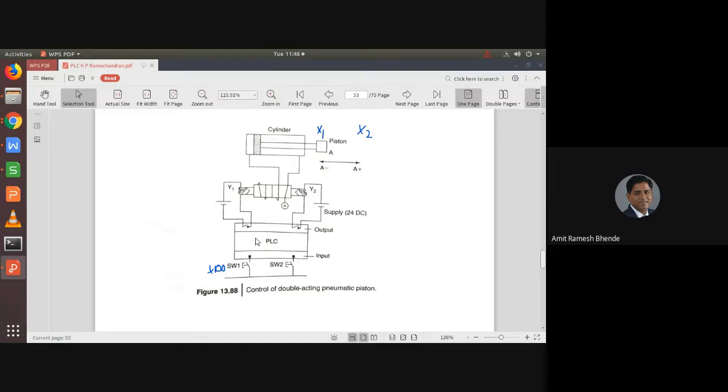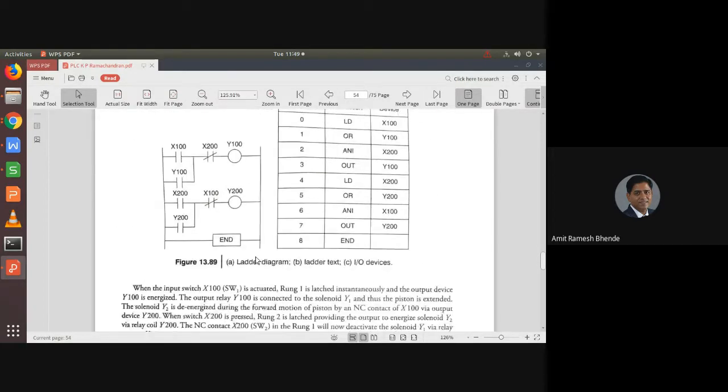So there are two input devices, input switches, SW1 and SW2. So if you press SW1 switch, then because of that y1 solenoid valve gets energized, and because of that you will get the extension motion of the piston. Similarly, if you press second switch, then the y2 solenoid valve gets energized, and because of that you will get the retraction motion. Okay, so this is the application, and we have developed the ladder programming according to the application.